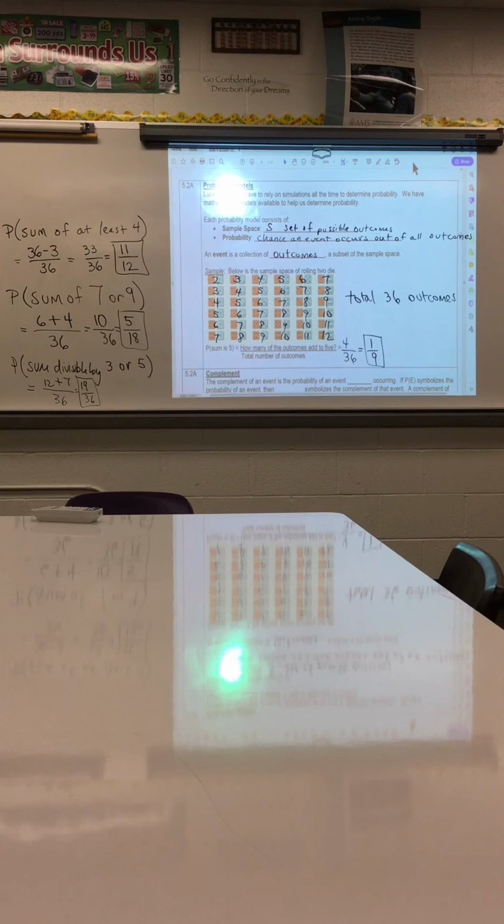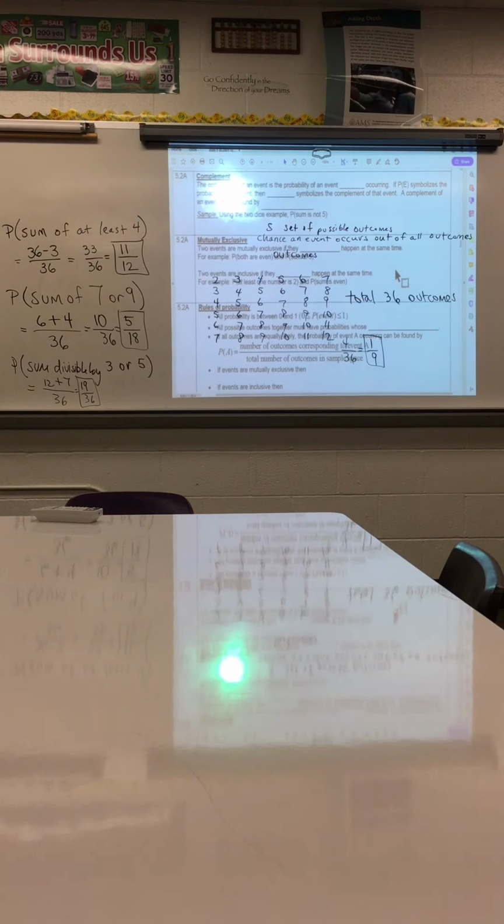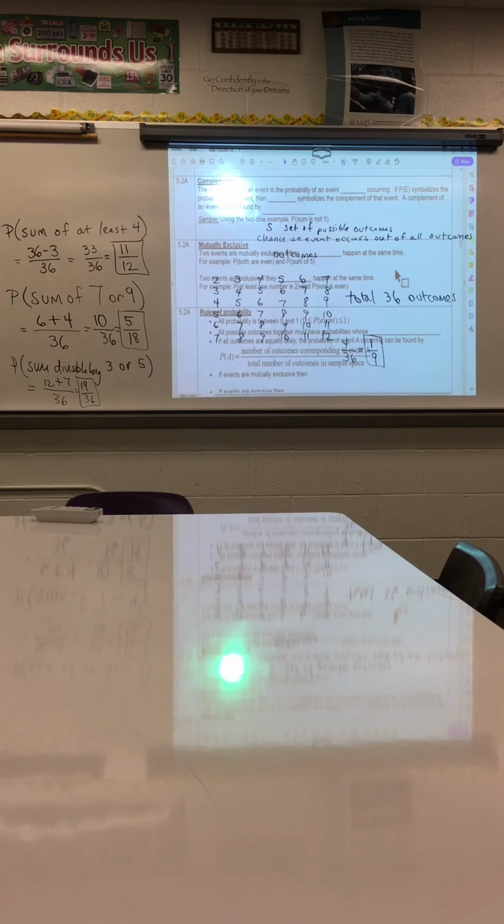So it says on here on the paper, we're gonna fill this paper in, it says the complement of an event is the probability of an event blank occurring. If PE symbolizes the probability of an event, then blank symbolizes the complement of the event. A complement of an event can be found by blank. And the sample, using 2 dice, find the probability that the sum is not 5, which is what we've done already. So hopefully you have your sums written down. I'm gonna slide this up, and we're gonna fill in those things.